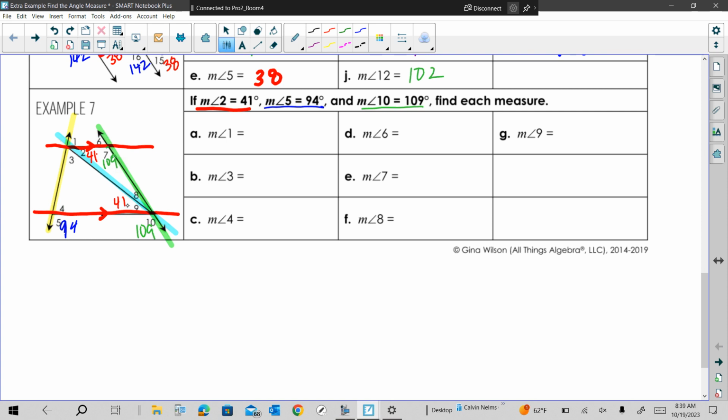For my angle 5, that's 94. Who else would be 94? Not 3. 3 I couldn't use because it's using the yellow and the blue to make the angle. You see how 3 is using these two lines? I want the yellow and my red parallel line. So yellow and red, yellow and red.